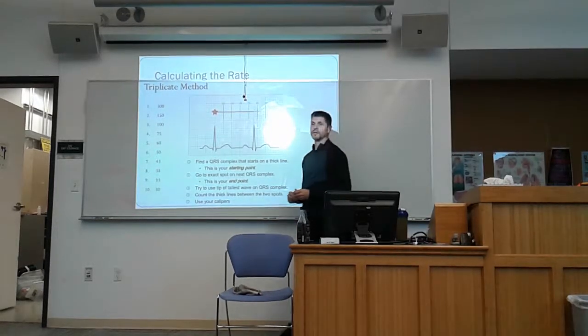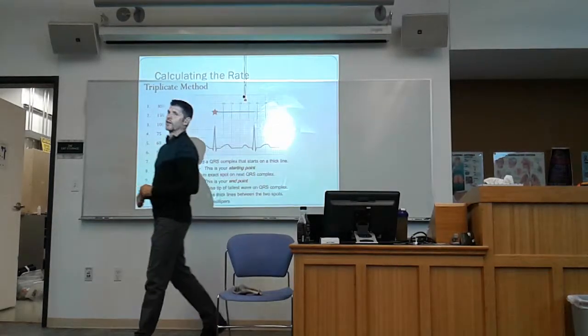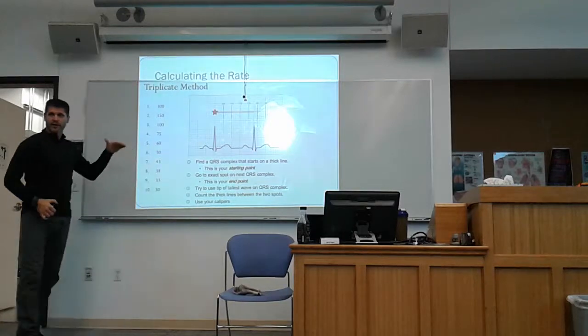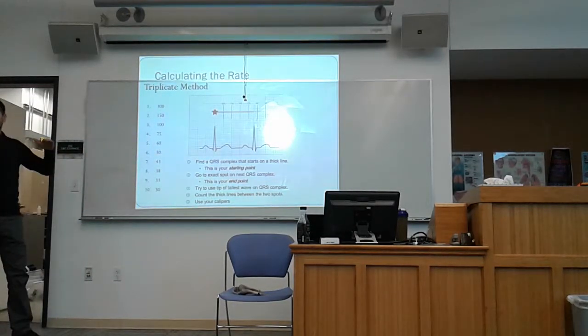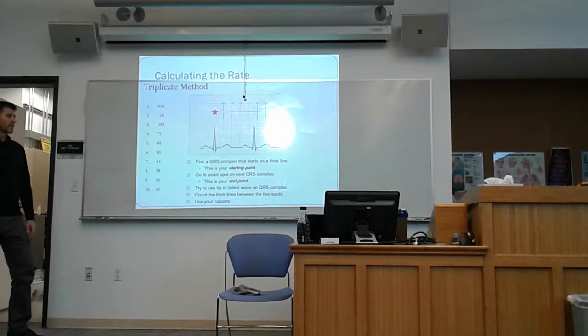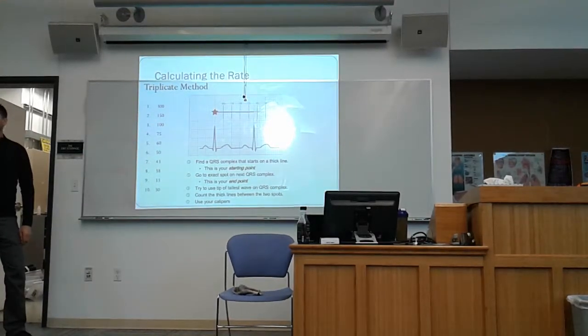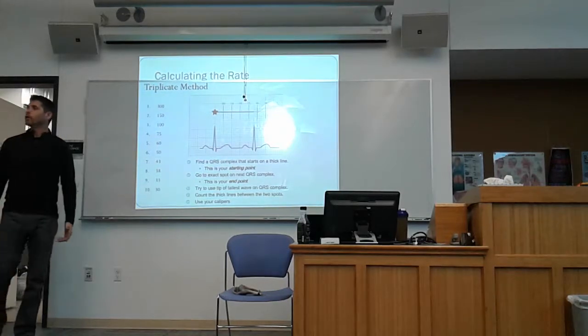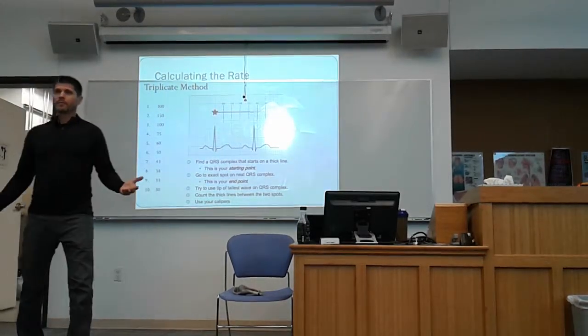So one way you can do it is just memorize 300, 150, 100, 75, 60, 50, 43, 38, 33, 30, and so on, all the way down, like a phone number. You just memorize that. That's fine. You're going to know how it comes up with that too, the math, in just a minute. But that would be one way of doing it. And it's a fast way of doing it. It only works when you have a regular rhythm.